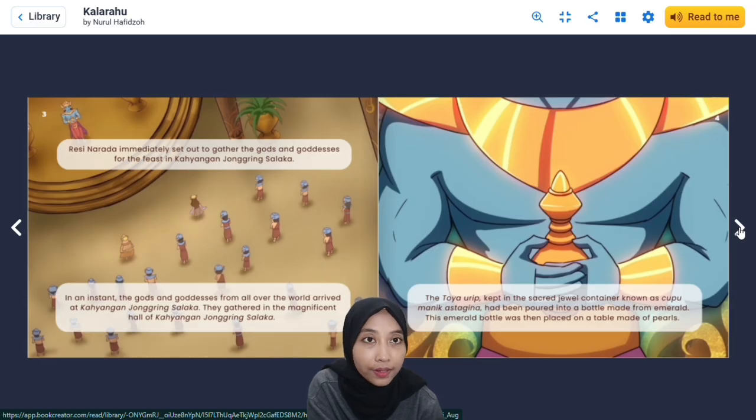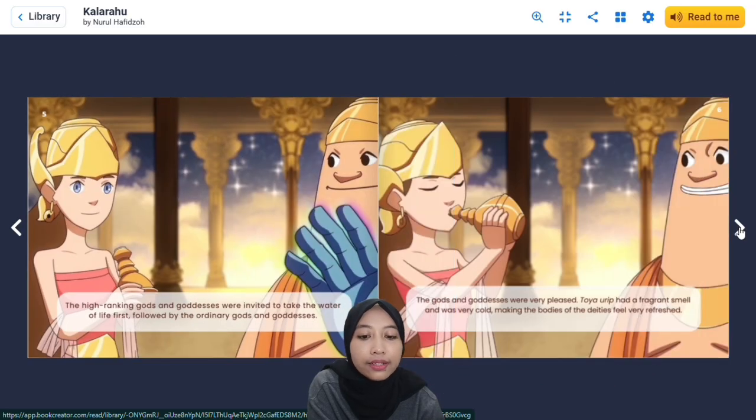The Toya Urip, kept in the secret jewel container known as the Chubumanik Astagina, had been poured into a bottle made from emerald. This emerald bottle was then placed on a table made of pearls. The high-ranking gods and goddesses were invited to take the water of life first, followed by the ordinary gods and goddesses. The gods and goddesses were very pleased. The Toya Urip had a fragrant smell and was very cold, making the bodies of the deities feel very refreshed.